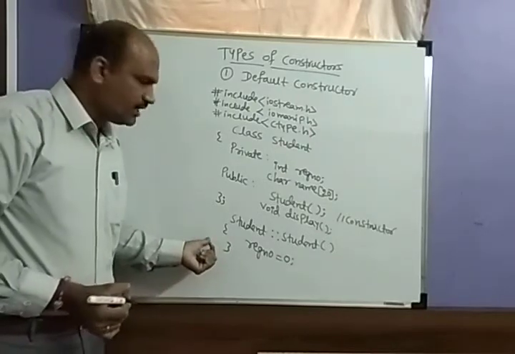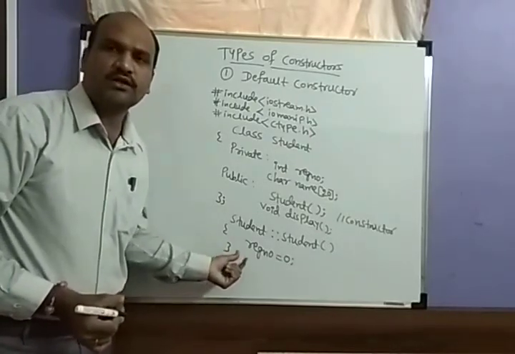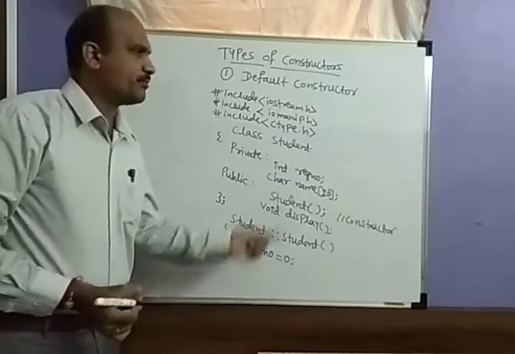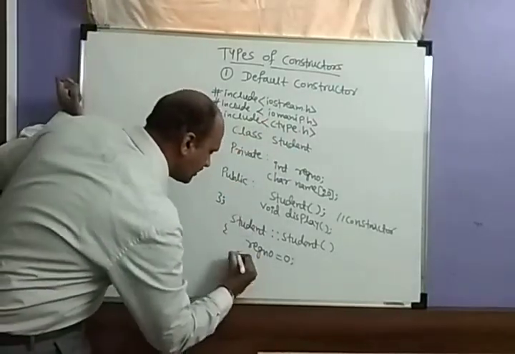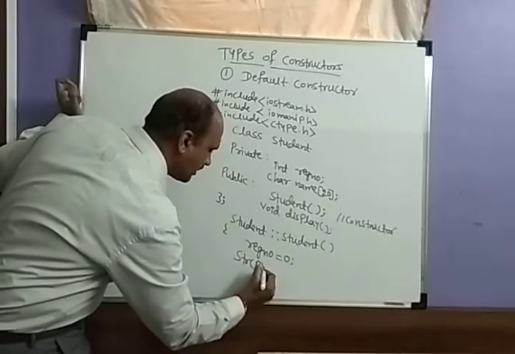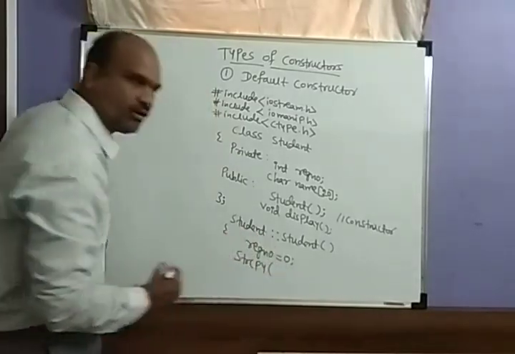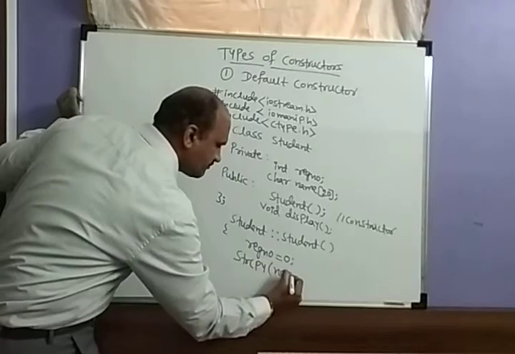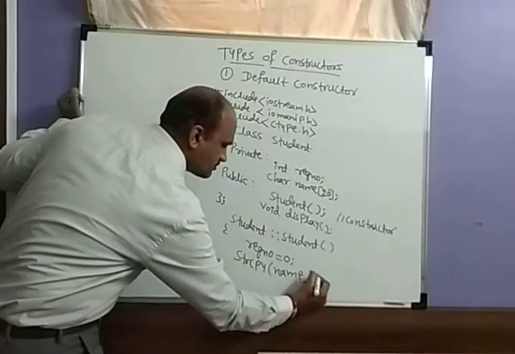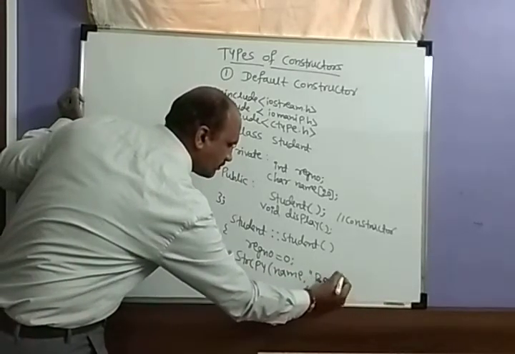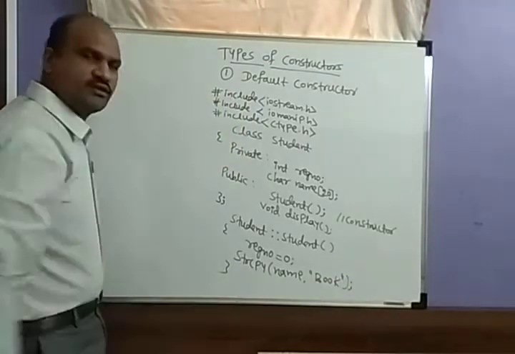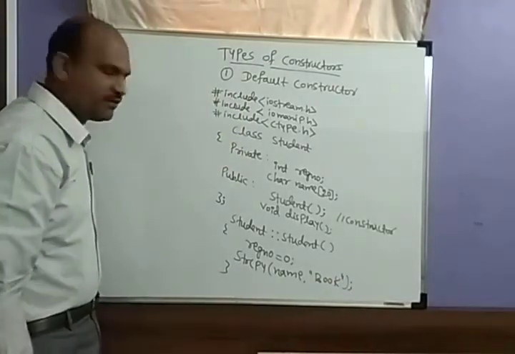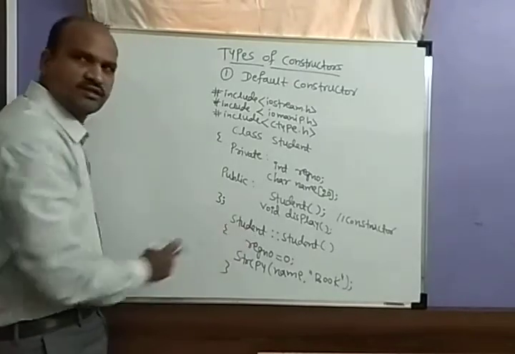Okay, and what you have to do here is one string copy, from ctype.h. So I am using strcpy, string copy. Okay, what string copy? Name, that is book. Writing one name, that is the name of the book. Okay, so this is the default constructor.